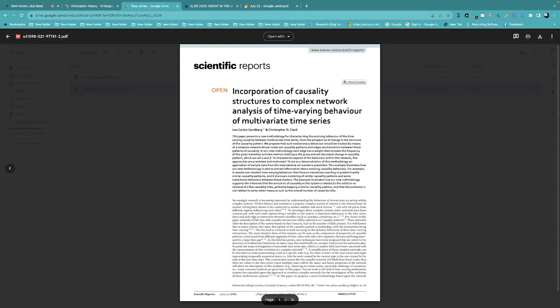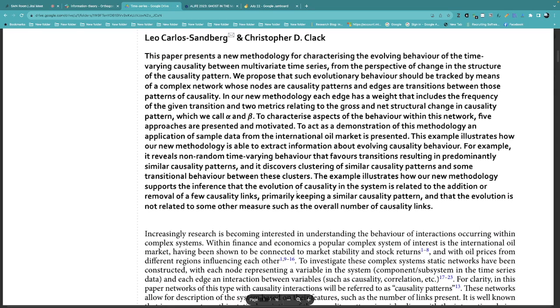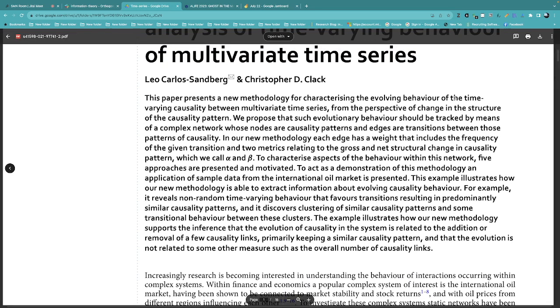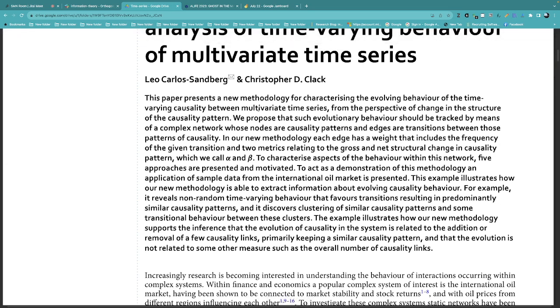This paper is Incorporation of Causality Structures to Complex Network Analysis on Time-Varying Behavior of Multivariate Time Series. So this is a new methodology for characterizing evolving behavior of time-varying causality. So there's this idea of time-varying causality, which means we have that basic causal structure, but it varies over time.